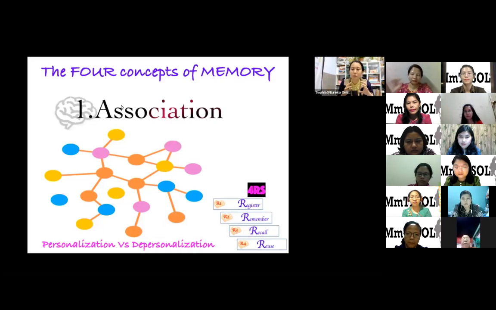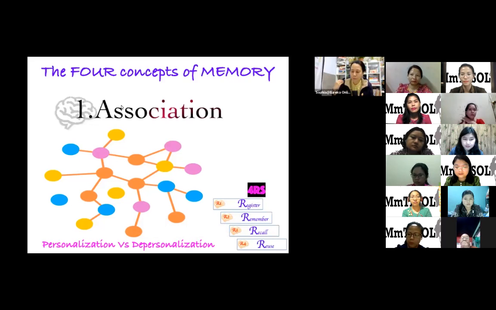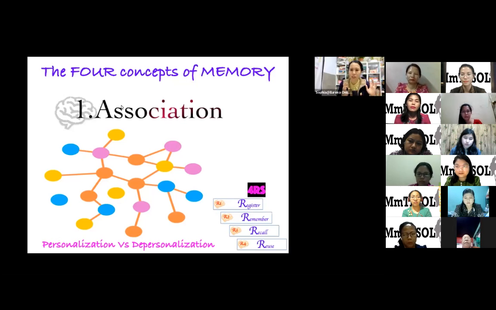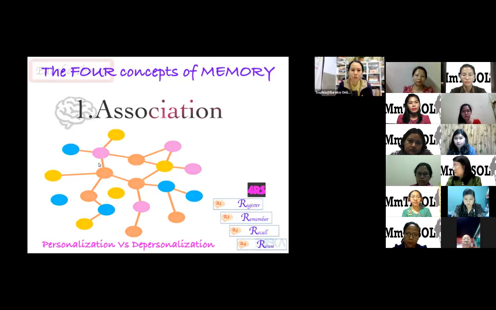In this case, we have to personalize our learning. When we can personalize our learning, we remember it more. Our brain can retain that memory longer than something that we just finished reading, which is not related to us or which doesn't have anything to do with our own life. So that's why association is very important in remembering. That's the first concept.